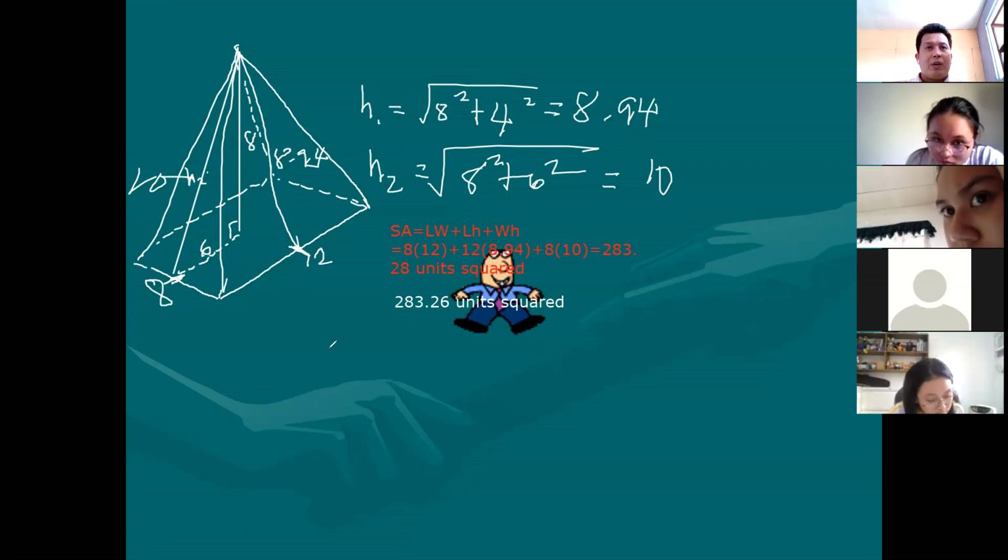But if it is a square pyramid, that's quite easy because you will only solve for one height, unless the height is given or the slant height is given. So you'll just directly use the slant height. But in this case, I gave you the slant height, which is the altitude of your triangle. This one is the altitude, which is the height from the vertex to the base, perpendicular to the bottom.